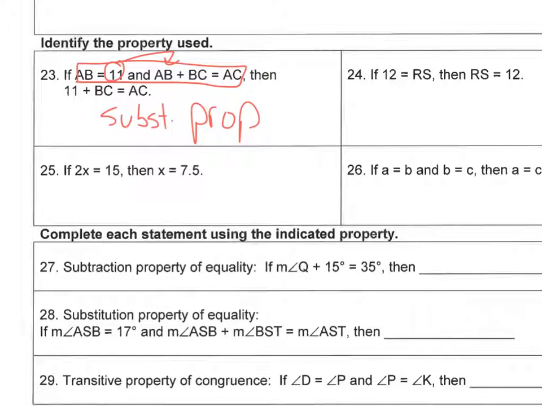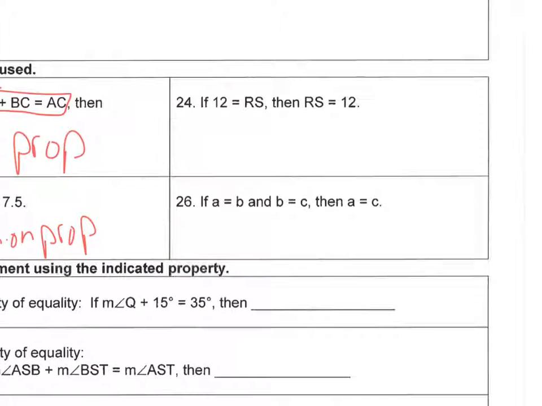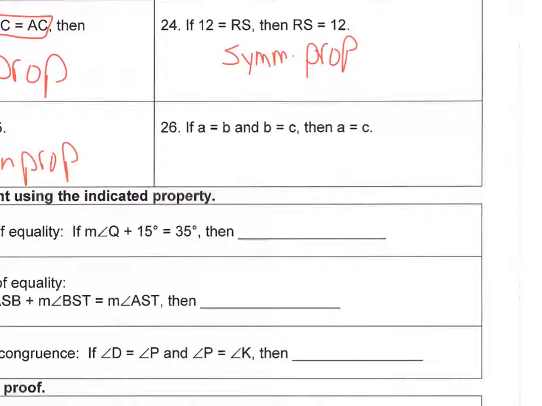25, if 2x equals 15, then x equals 7.5. Well, obviously they divided, so the division property. If 12 equals RS, then RS equals 12. This is something equaling itself. It's flipping it around, the symmetric property. Then if A equals B and B equals C, then A somehow equals C. That's the transitive property.